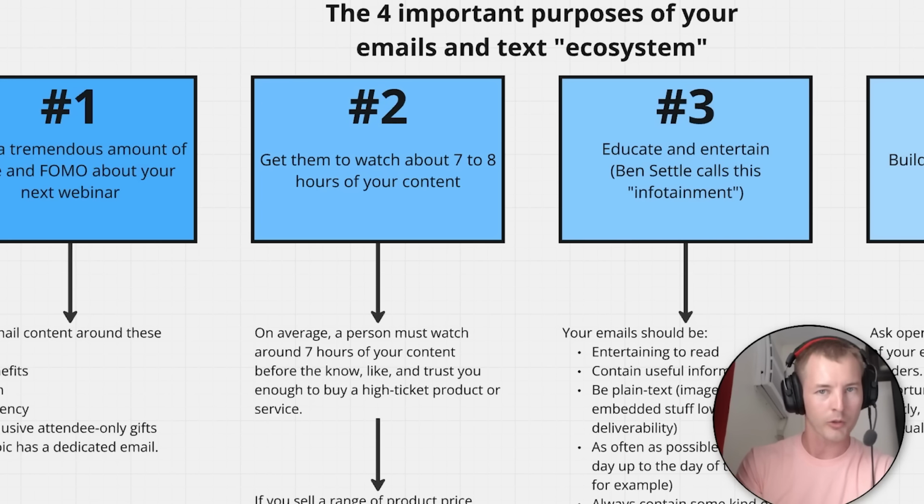Now, if you have a lower ticket product, let's say you sell something at $50, maybe you've got like a ladder of different price points that you can work them up. It's going to take a lot less time than 7 hours. But let's just say you sell a $5,000 product. You're going to have to expect probably about around 7 hours of your content that they have to watch. So that's one of the main reasons for the way that I set this up. Once they're in your ecosystem, you're trying to warm them up as quickly as possible.